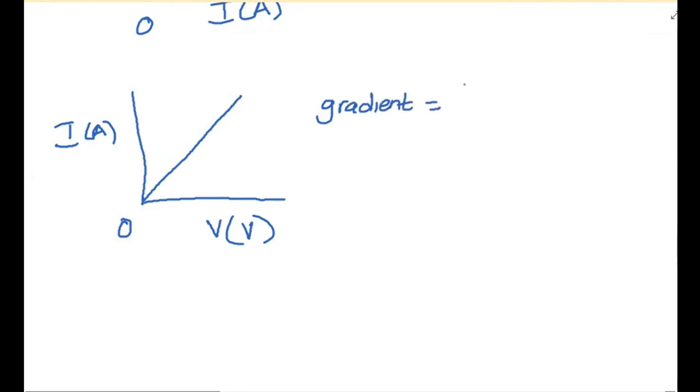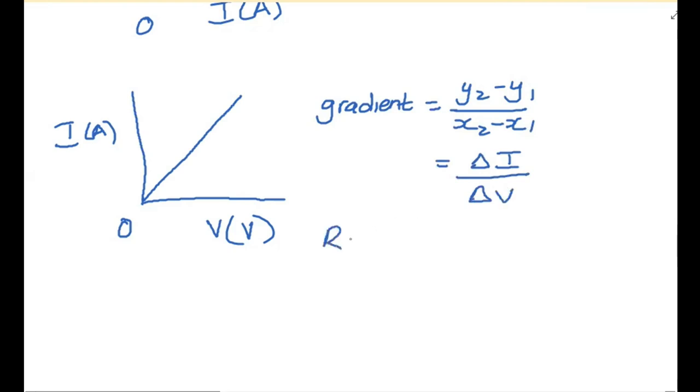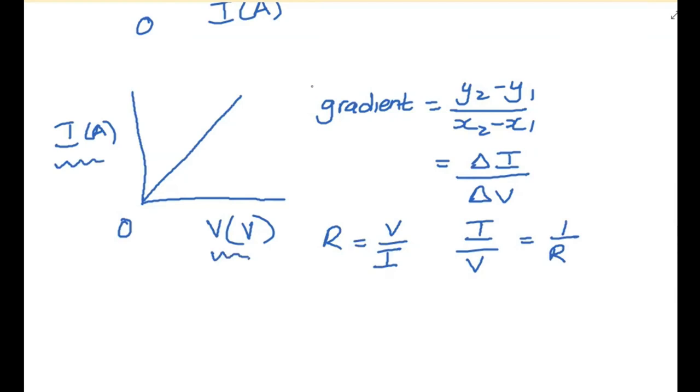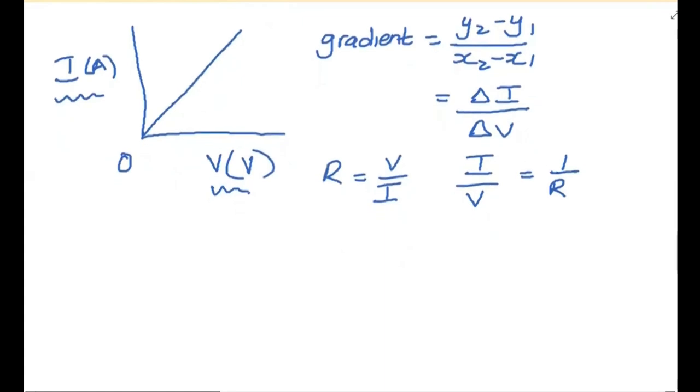So now gradient, remember, is y2 minus y1 over x2 minus x1. So now I'm doing a change in I over a change in V. So Ohm's law says to me R is V over I. Therefore, what does I over V give me? And that means that I over V is 1 over R. So you've got to be very careful at looking what was plotted on the axes. If it's V versus I, the gradient is the resistance. If it's I versus V, the gradient is 1 over R.